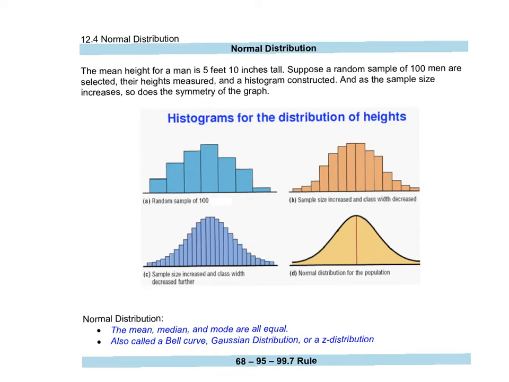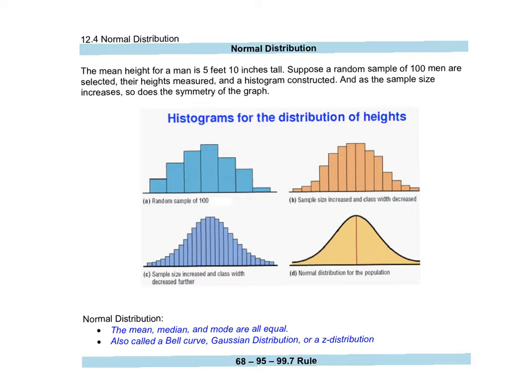So far we've collected data. We organized it in tables and charts and graphs, and then we measured our data. We looked at how it was clustered together with our measures of central tendency. We looked at how spread apart our data was, and that was our range and our standard deviation. And now we're going to look at a special type of distribution.